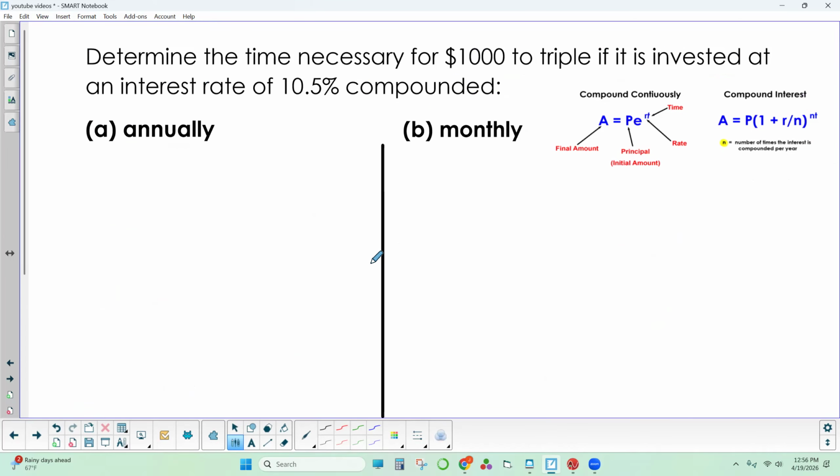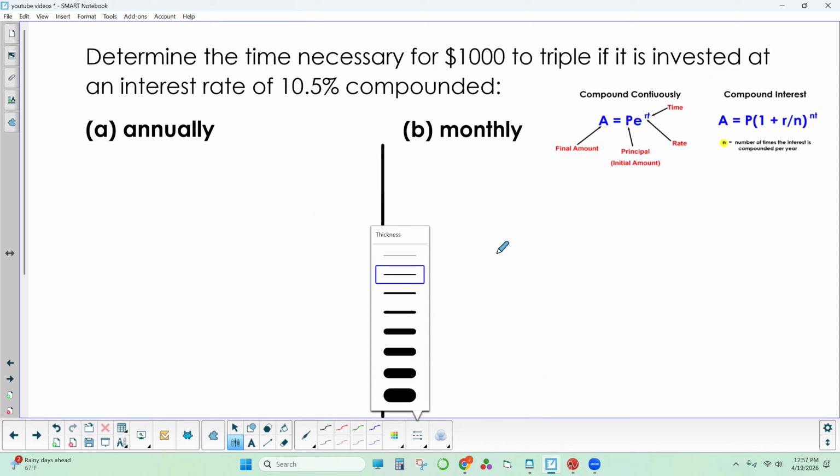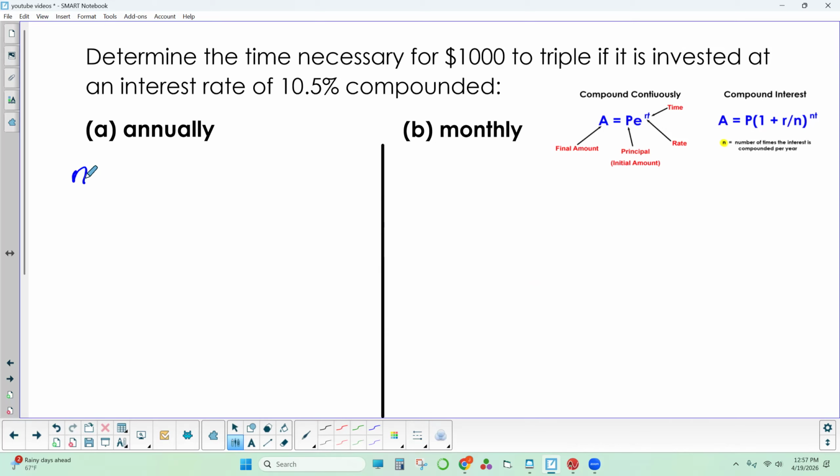All right, so let's look at the next one. It says determine the time necessary for 1,000 to triple if it is invested at an interest rate of 10.5% compounded A annually and B monthly. So we have a two-part question here again. So we are compounded annually and monthly. So both of these are going to use a compound interest formula, okay? So we're going to be using A equals P times 1 plus rate over number of times compounded, raised to the nt for both, okay? So here we go.